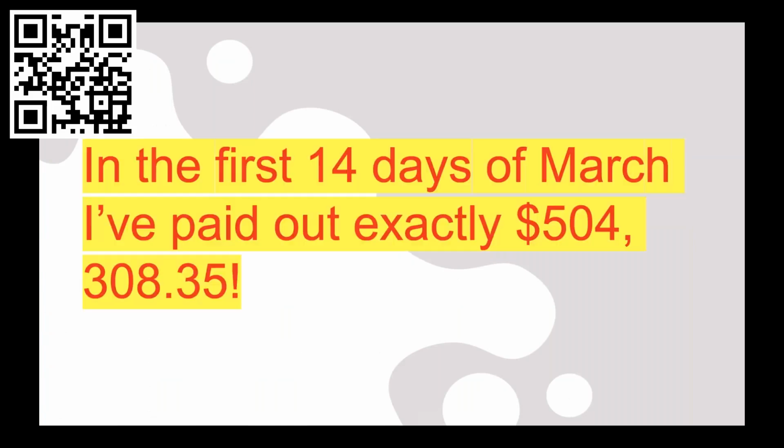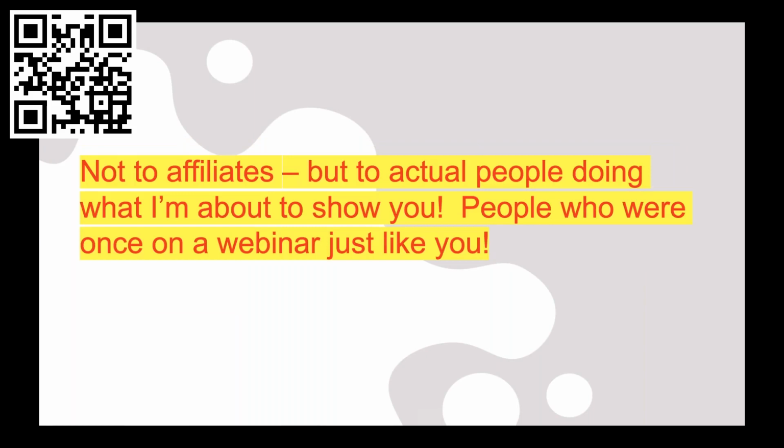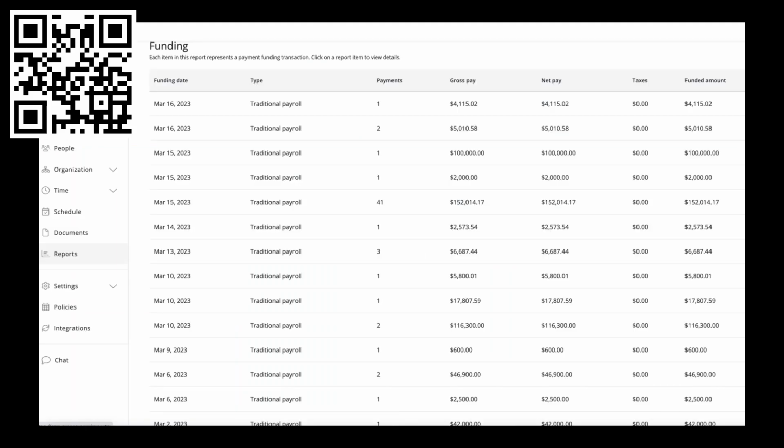Guys, in the first 14 days, 500,000 plus paid out to members. And with ProfileMate, like I said, you absolutely can turbocharge what you're doing. And then what I wanted to do is, I hate when people make bold claims and don't back it up. So this is my ACH software that I use to pay people. You can see all the different people that were paid out. You can see under the payments column and then the amount they got paid. But if you add that up, feel free to grab a screen grab. It should equal what I said because I did it with the calculator. So I'm pretty certain that it does.